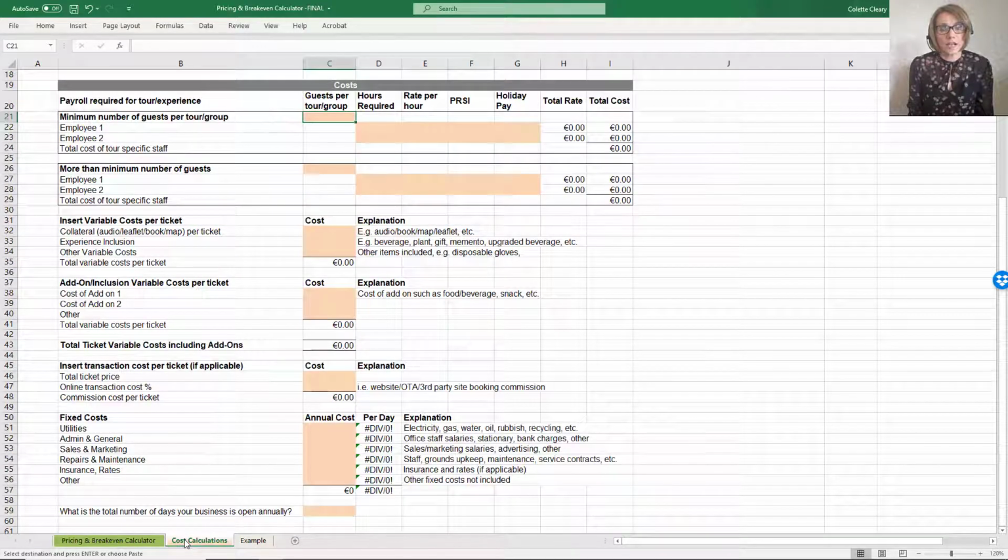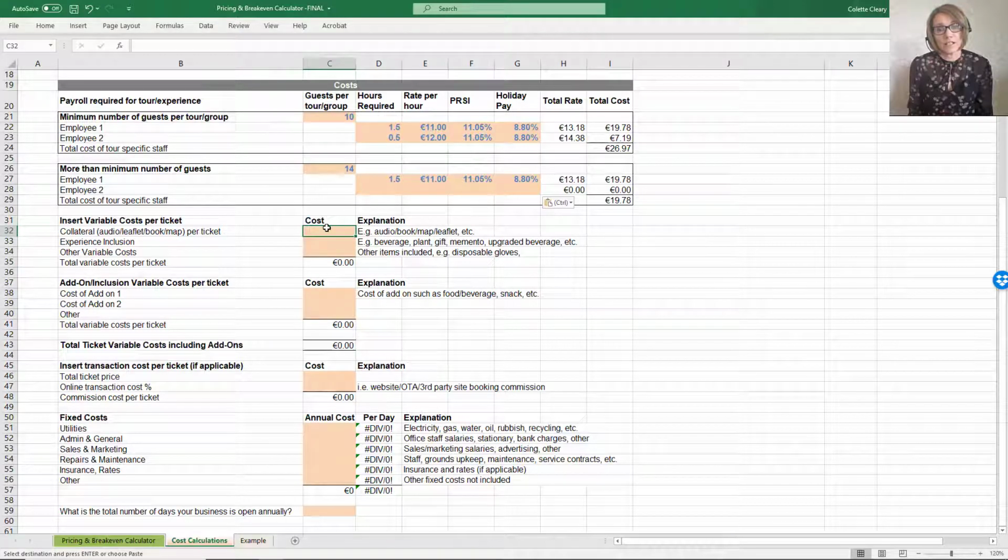The Cost Calculations tab is not linked to the Pricing and Break-Even calculator. It is to help you with calculating each of the relevant cost areas, particularly if you are unsure of these. Again, only complete the orange cells. The payroll calculations are here. You will need to include the hours required for the group, the rate per hour for the employee, and the relevant PRSI and holiday entitlement percentages. There are 2 tables to populate, which you can use for different size groups. That is when you need to increase your staffing levels.